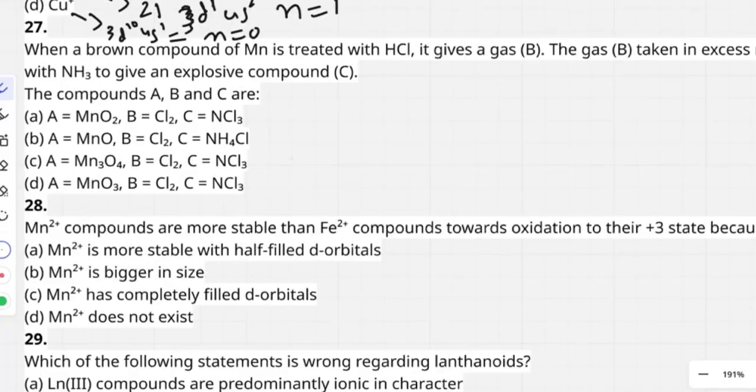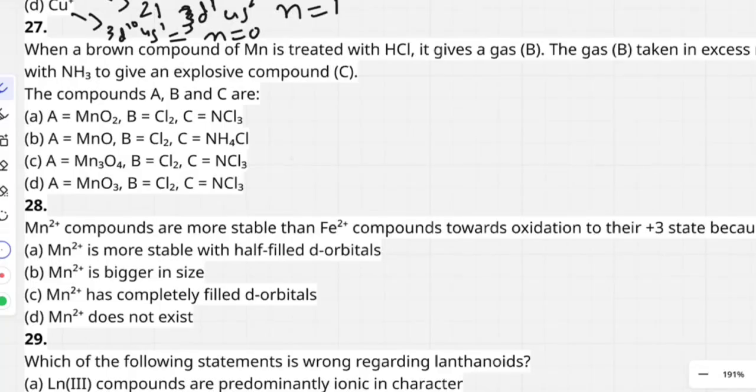So read question number 27. When a brown compound of manganese A is treated with HCl, it gives a gas B. The gas B taken in excess reacts with NH3 to give an explosive compound C. What are A, B, C?